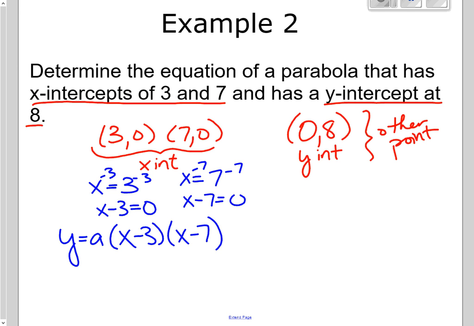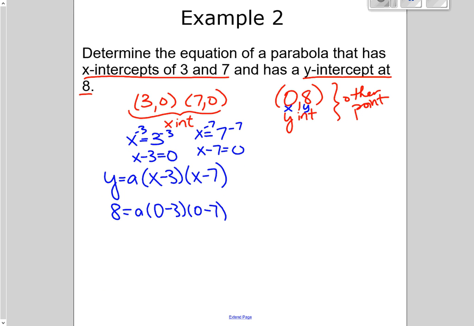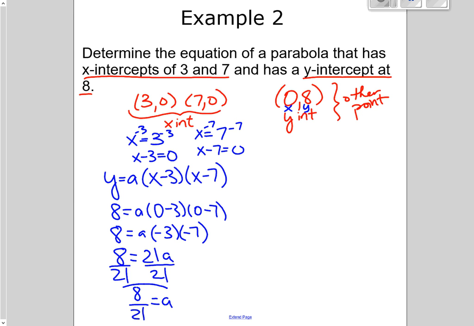And now I'm going to use my other point to figure out my a value. So wherever there is an x, I'm going to put a 0. And wherever there is a y, I'm going to put an 8. And I get 8 equals a bracket 0 minus 3, 0 minus 7. 8 equals a negative 3, negative 7. 8 equals negative 3 times negative 7 is a positive 21 a, then divide by 21, divide by 21. 8 over 21 equals a.